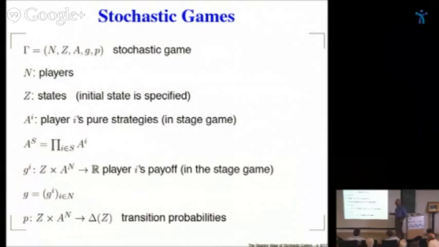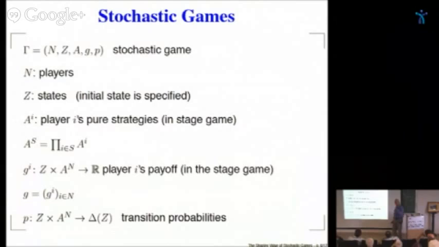Player i has some actions available in each state. So if you want to be precise, the A_i should be indexed by z, because the menu of actions could be different depending on the state. But to make the notation not so complex, we will ignore that. We'll assume it's the same menu of actions in all states. We will also assume that the initial state is specified. This will save just one index from notations that already have a lot of indices.